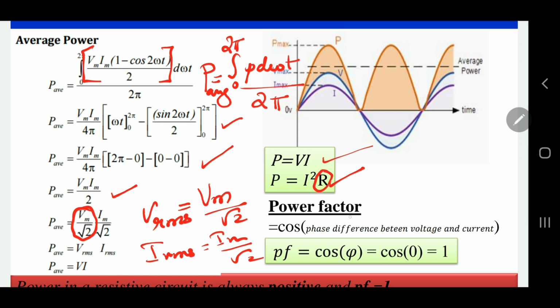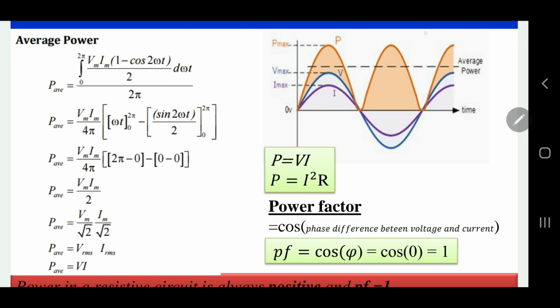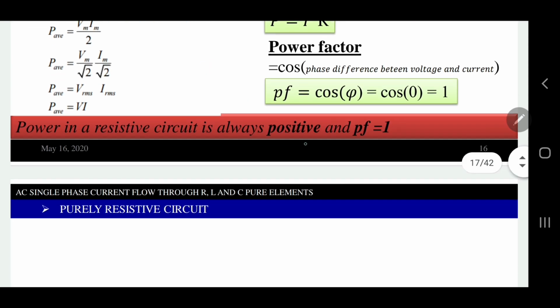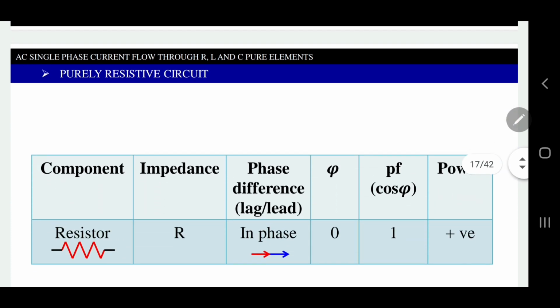The next one is what is meant by power factor. We are not going to study the complete definition of power factor now. We are just going to study what power factor is. The power factor of a circuit is the cosine of the phase difference between the voltage and the current. You can see that in this case both are in phase and the phase value is 0. So the power factor PF is equal to cos phi, which is equal to cos of 0, because phi is equal to 0 here. So cos 0 is equal to 1. So the power factor is equal to 1 in the case of a pure resistive circuit. That is written here: power is always a positive value and the power factor will always be 1.